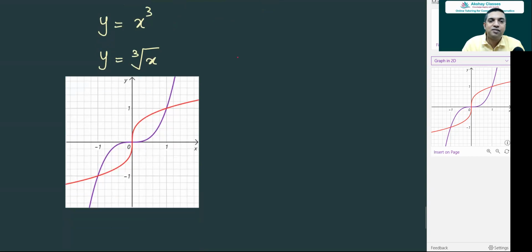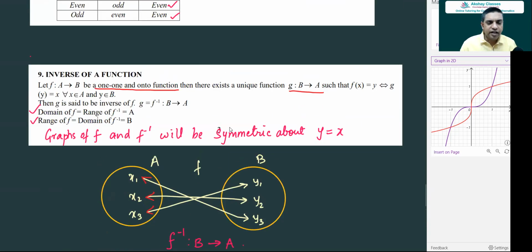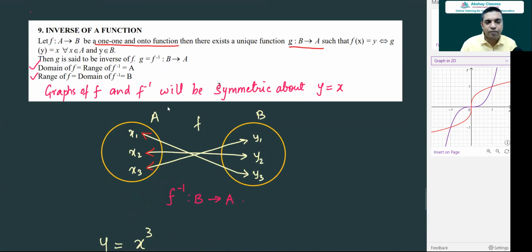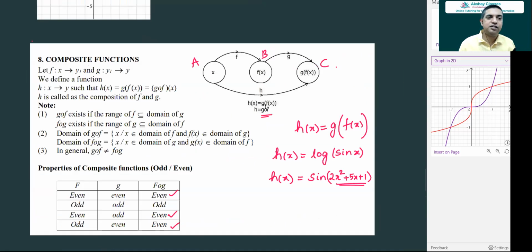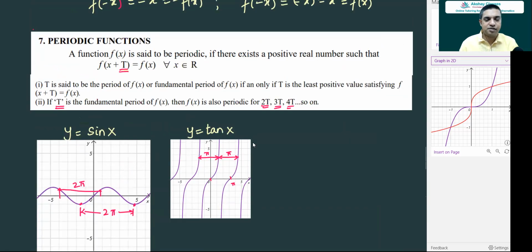And we can observe that if you draw this line y equal to x, the graphs will be exactly symmetrical. This is cube root of x and this is x cube. So graphs will be symmetrical. So inverse functions will be symmetric about y equal to x. There's again a useful trick for us in calculating areas under curves.